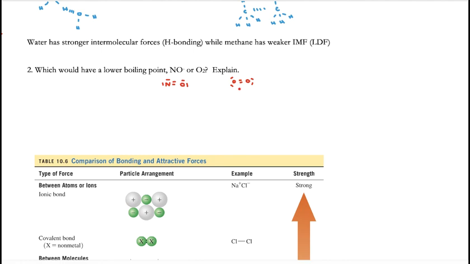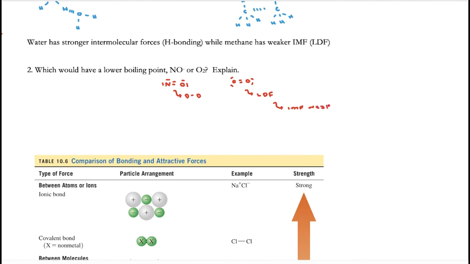This is nonpolar because its dipoles do cancel, which means NO minus, its attractive force is going to be dipole-dipole forces, right? Because it doesn't have hydrogen, so it can't have hydrogen bonding. Meanwhile, oxygen is going to be, since it's nonpolar, its strongest attractive force will be LDF. Okay, so which would have a lower boiling point? O2 would. Why would it? Because it has LDF and therefore its intermolecular force is weaker.